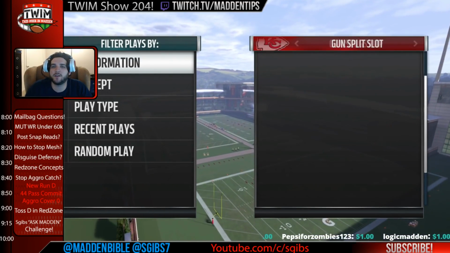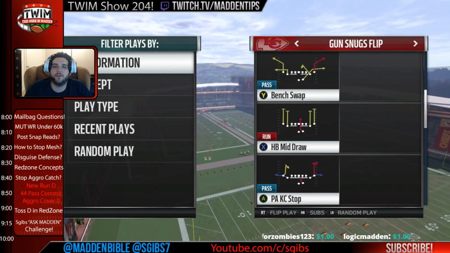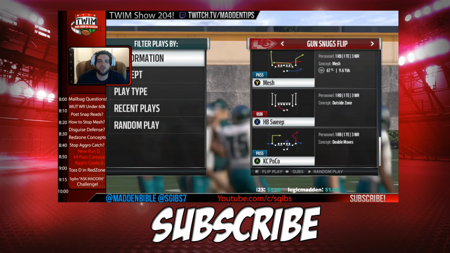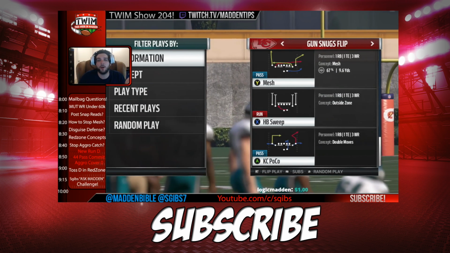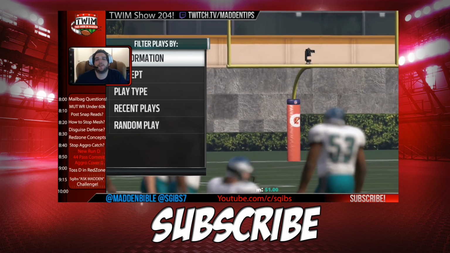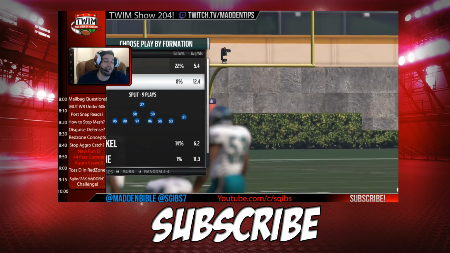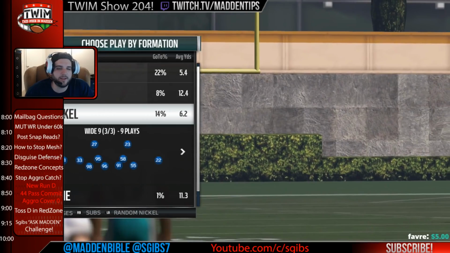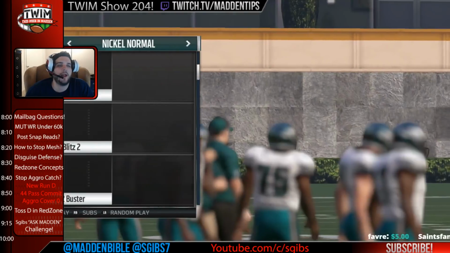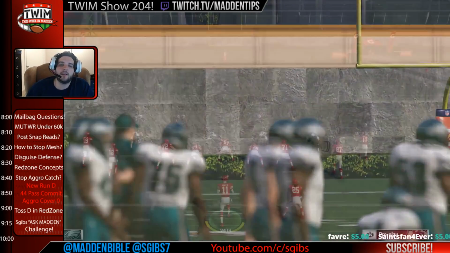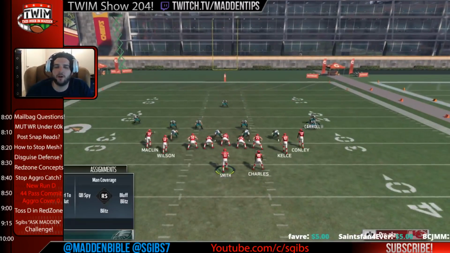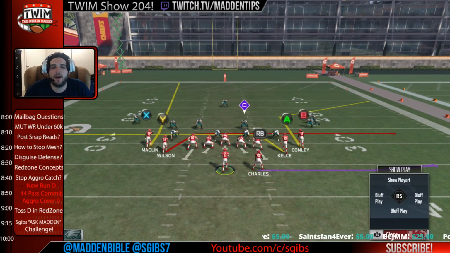So if we take a look, Snug's flip is from these tight sets. You'll most often find what a mesh concept is, but here it is right here. The play is called mesh, and the play mesh isn't a play. Mesh is a concept, right? It is a play, but it's more a concept than it is a play, because you can run a mesh really from anything.